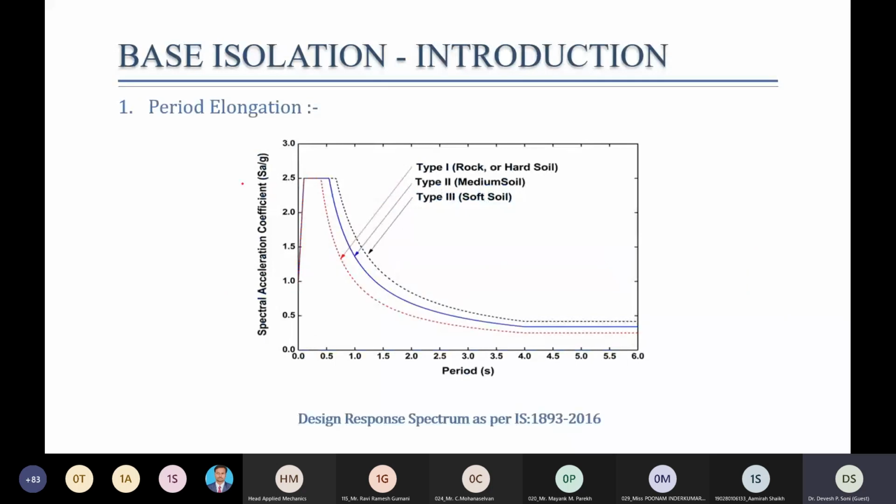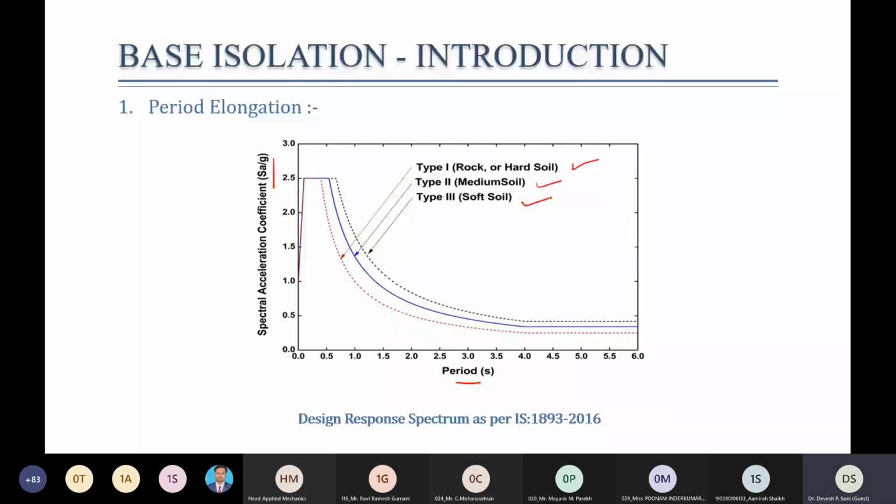Here we can see a typical response spectra as per IS 1893, and you are familiar with this. On the y-axis, spectral acceleration normalized by the gravitational acceleration is plotted, and on the x-axis we have the time period of the system. The graph is given for three types of soil: type 1, type 2, and type 3.